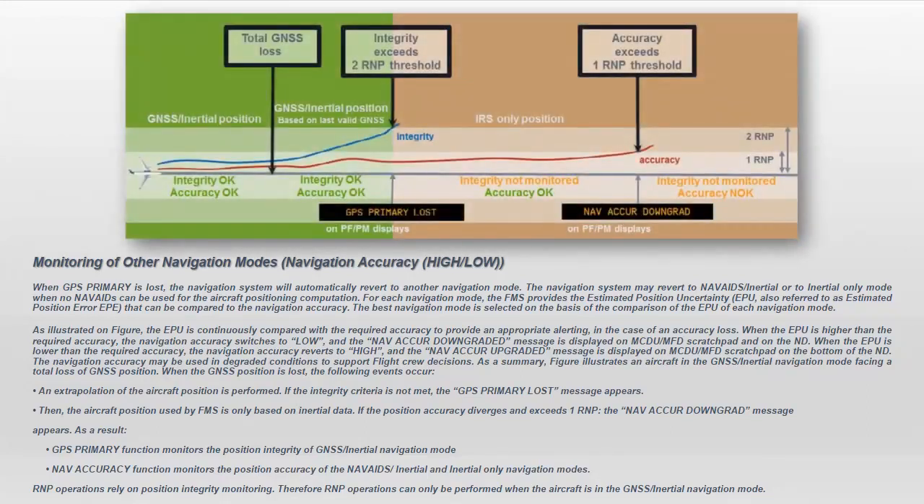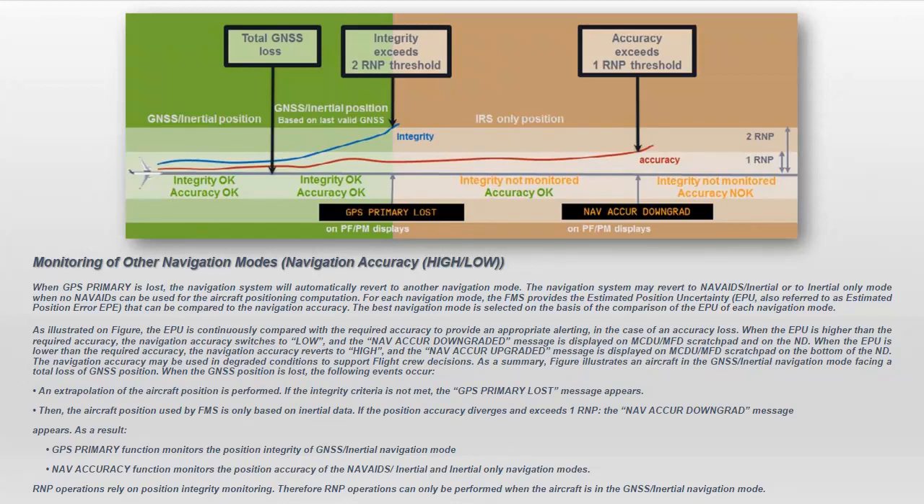As a summary, the figure illustrates an aircraft in the GNSS, inertial navigation mode facing a total loss of GNSS position. When the GNSS position is lost, the following events occur. An extrapolation of the aircraft position is performed. If the integrity criteria is not met, the GPS primary lost message appears. Then, the aircraft position used by FMS is only based on inertial data. If the position accuracy diverges and exceeds 1 RNP, the Nav Accur downgrade message appears.